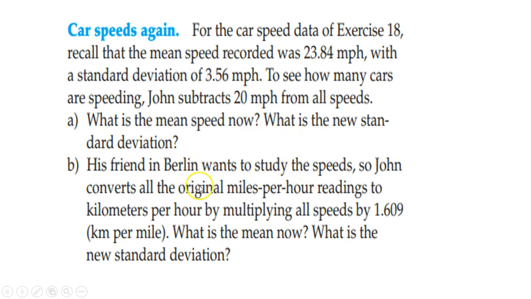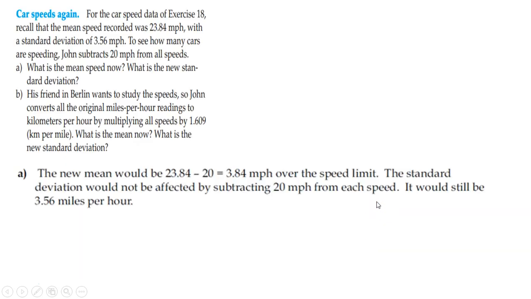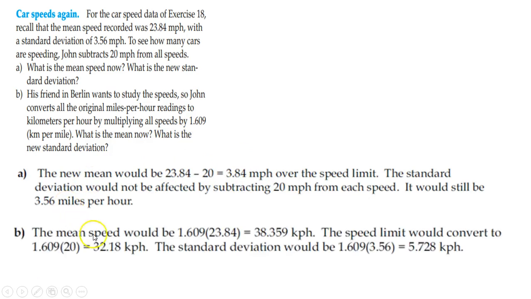And his friend Berlin wants to study the speeds. So John converts all the original miles per hour readings to kilometers. If you're going to either multiply or divide, and it says by multiplying by that, if you're going to multiply everything, that means even the standard deviation will change. The point is, when I subtract, that changes my mean, but it's not going to change my standard deviation. And then it says the mean speed, though, I multiply, so that changes as well as my standard deviation. Because my units are basically changing, I'm going to have to change both of them by multiplying.